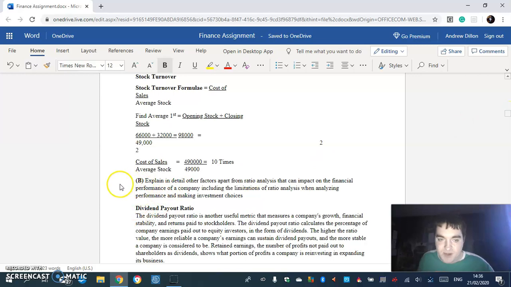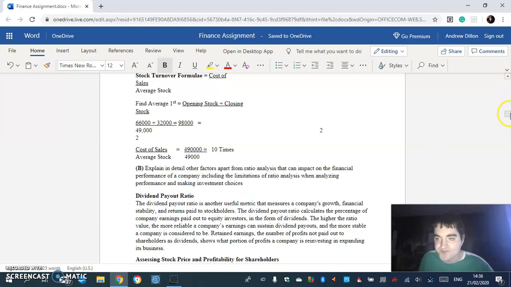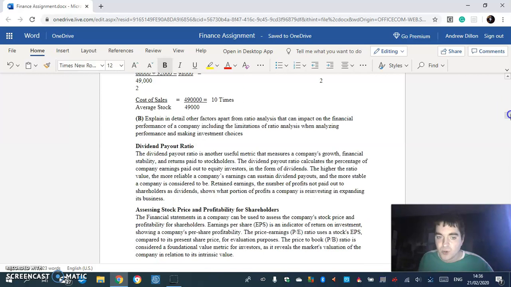I have to do now, in my section B, I have to explain in detail the other factors apart from ratio analysis that can impact on the financial performance of a company, including the limitations of ratio analysis when analysing performance and making investment choices. So my fourth factor I found is the dividend payout ratio. What is that? The dividend payout ratio is another useful metric that measures a company's growth, its financial stability, and returns paid to stockholders.